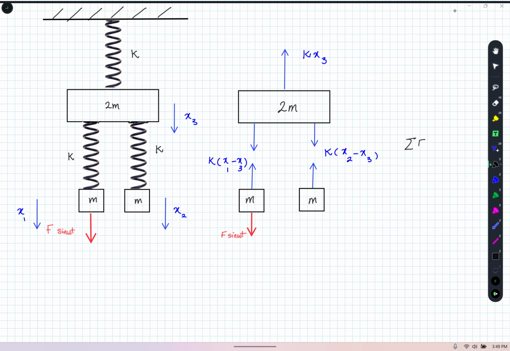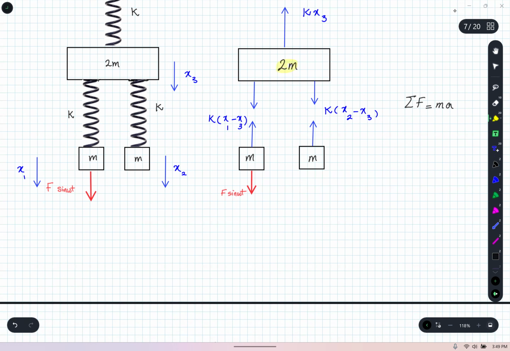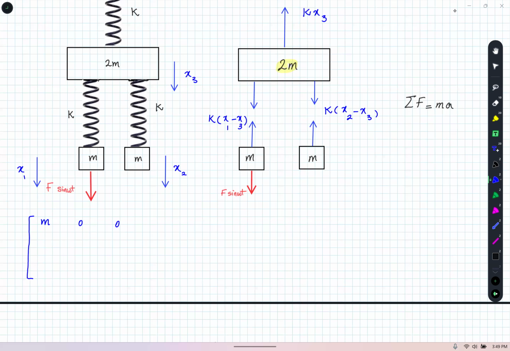Writing the formula, the sum of the F is equal to ma for each of them, and being careful that the mass here is 2m. I'm just going to write the final result for you, and please repeat the same problem using Lagrange and compare your result. So here is what I got. I got a nice diagonal mass matrix, times X1, X2, and X3.